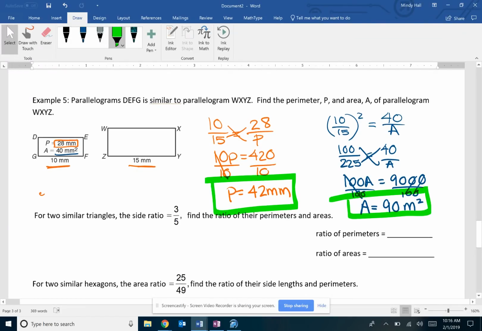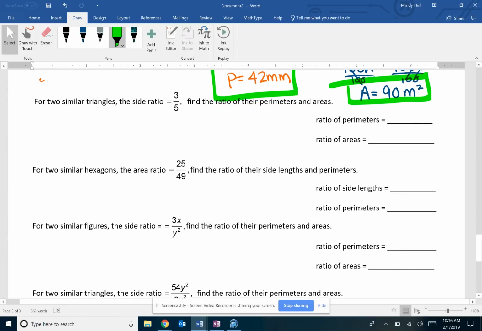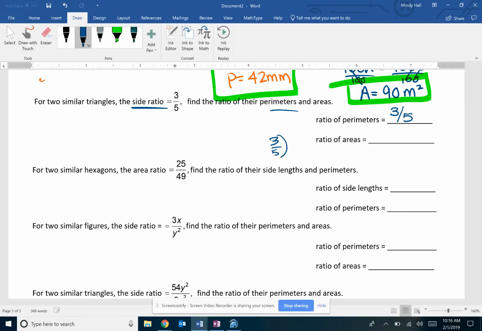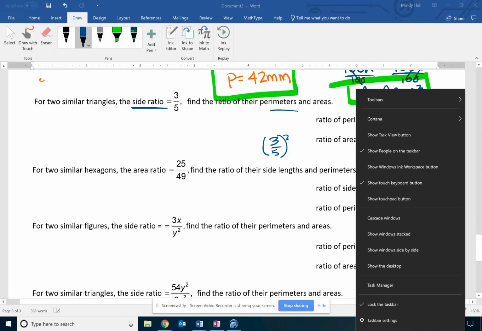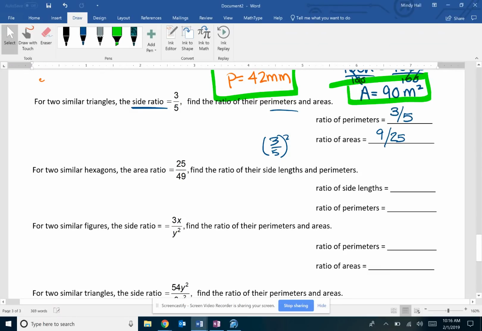So now we have our quick fire. They give us a side ratio of 3/5. If our side ratio is 3/5, remember, that's going to be the same as the perimeter. So the ratio of my perimeter is 3 over 5. And for my area, it's 3/5 squared. Well, 3 squared is 9, 5 squared is 25. So the ratio of our areas would be 9 over 25.